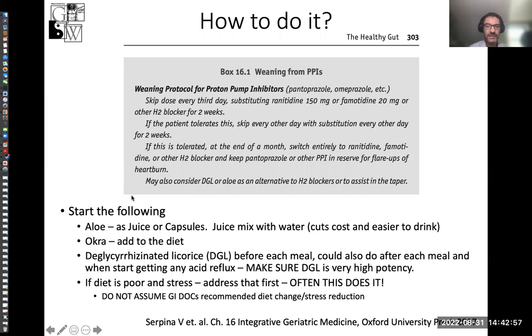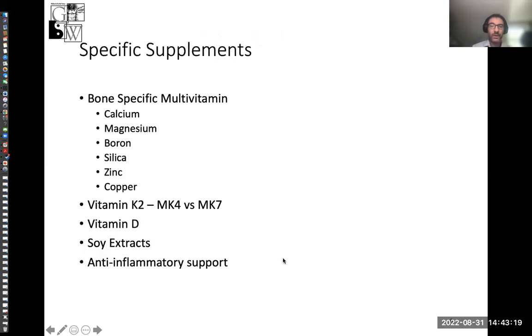But we use kind of slimy plant-based extracts or actual foods. So okra is a good example. Aloe juice could be another good example. And then licorice, deglycyrrhizinated, never can say this, DGL, licorice without the active ingredient that increases blood pressure, can also be very effective. Use that a lot.